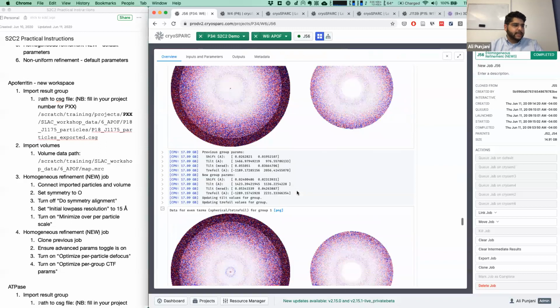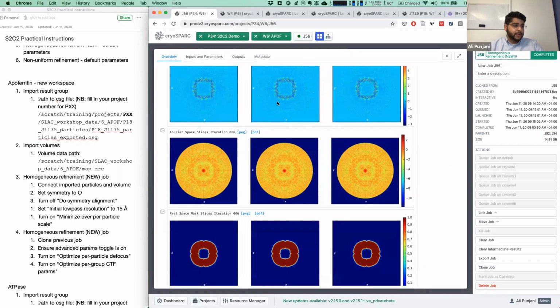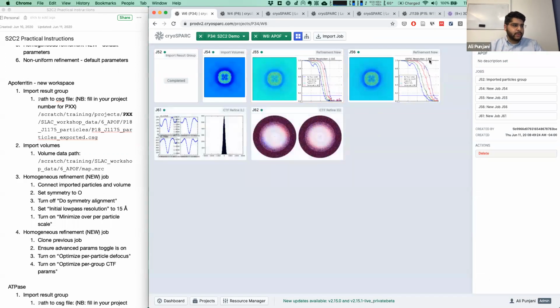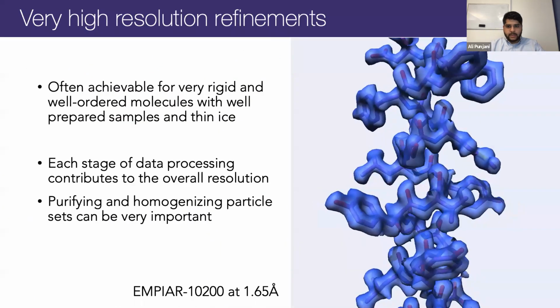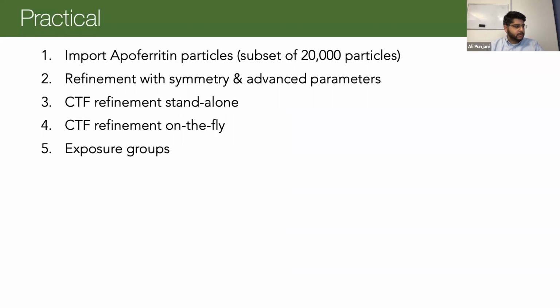And at the end of the day, the result of this refinement job is a fully optimized CTF refined high resolution 3D structure. And as I showed before, in this case, with just these 20,000 particles, we can get to 1.9 angstrom resolution. So that is everything about CTF refinement and ultra high resolution data.